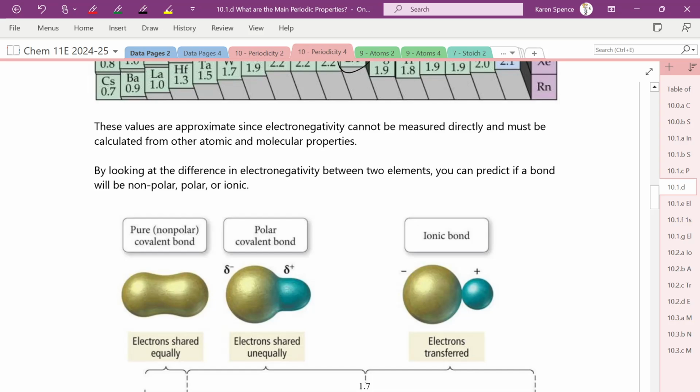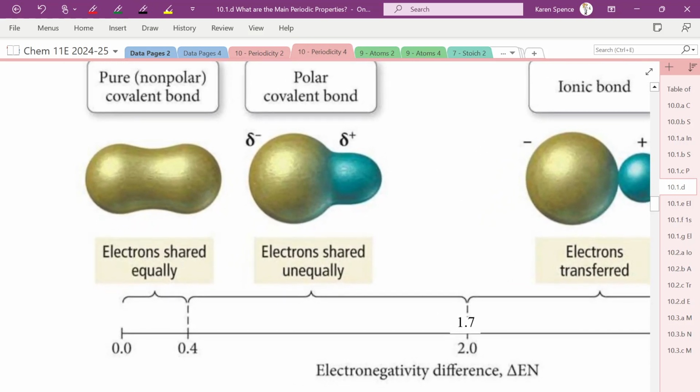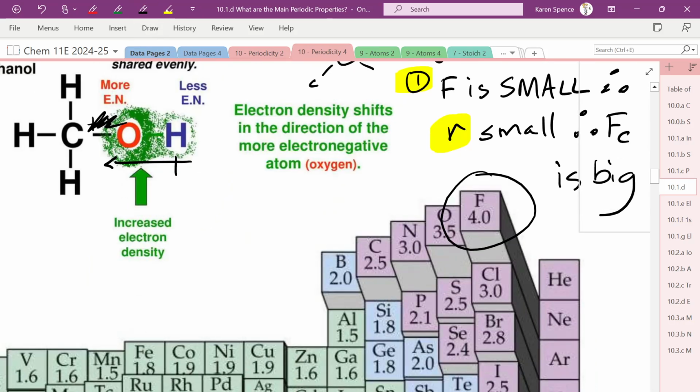Now, electronegativities, we have differences in electronegativity 0 to 0.4. That is nonpolar, so we have a small difference.